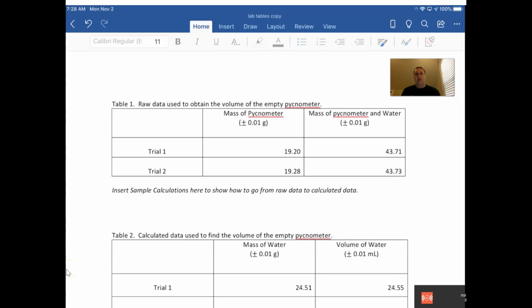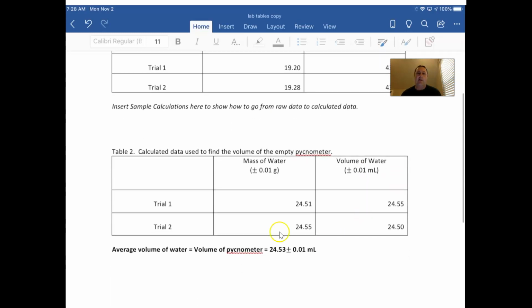Okay, so I want to next show you how we go through and do sample calculations in our report. I'm going to start where I left off with my other video on how to put data tables in. Here's what we need to do: I've got my raw data here, and I need to show exactly how I got all these numbers.